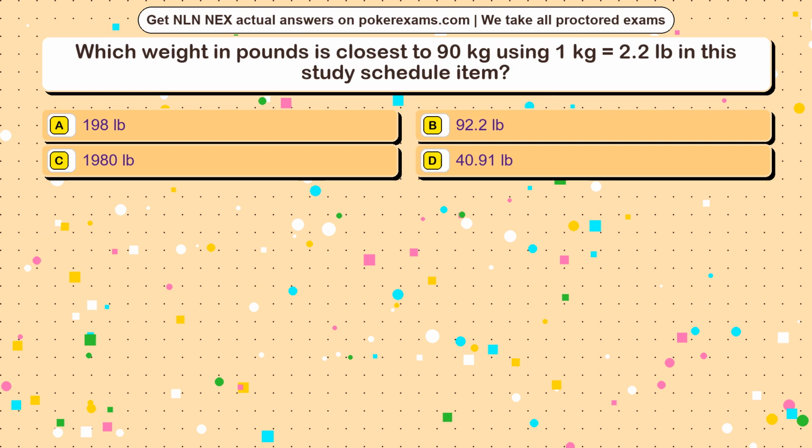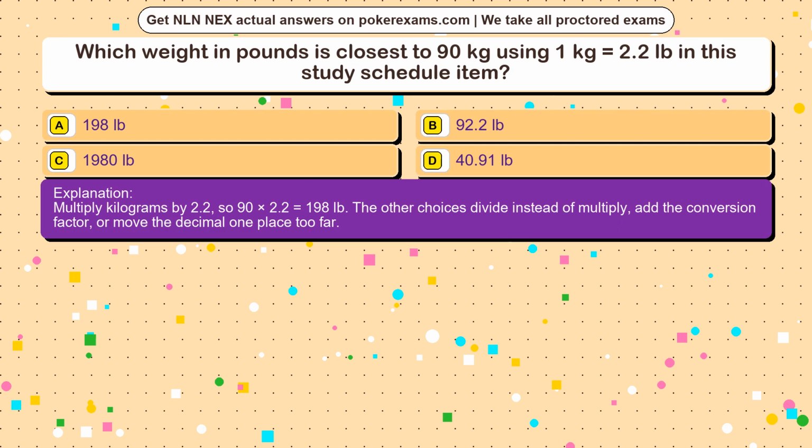The correct answer is option A. Multiply kilograms by 2.2, so 90 times 2.2 equals 198 pounds. The other choices divide instead of multiply, add the conversion factor, or move the decimal one place too far.